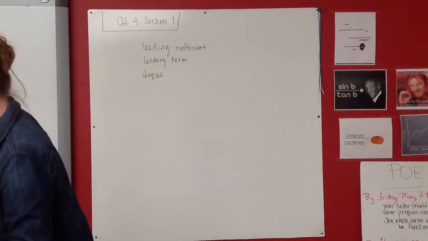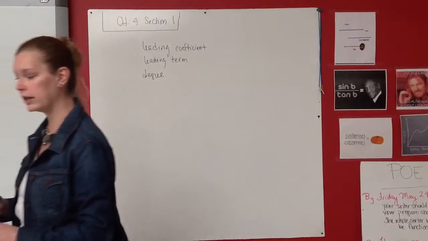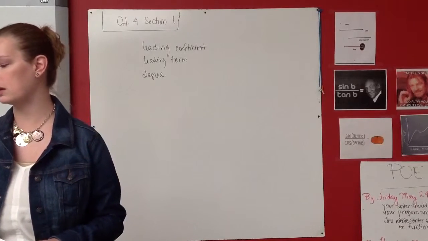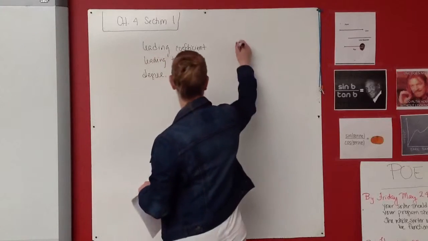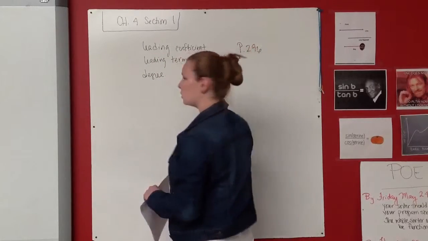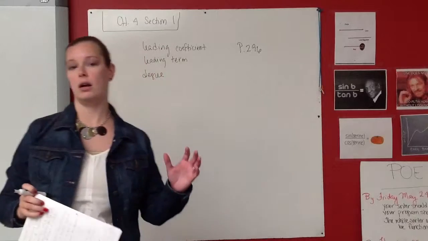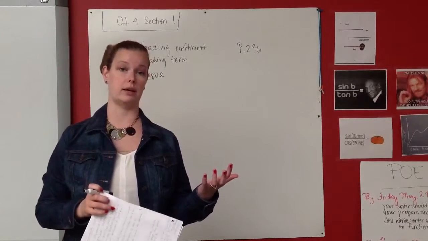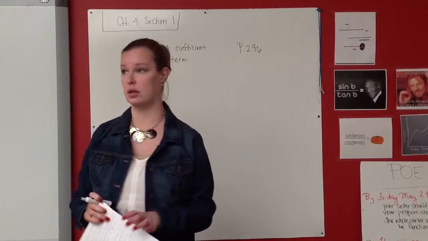It's also important to look at your leading terms, your degrees, and your leading coefficients in the table that's presented on page 296. That sort of goes along with knowing or being able to at least guesstimate what graphs look like from equations that you're given.